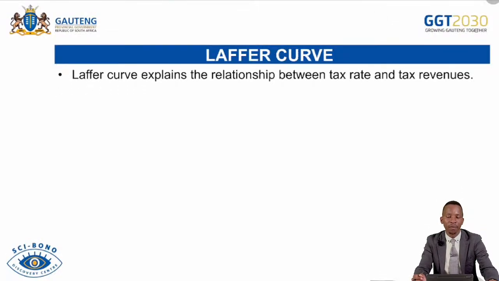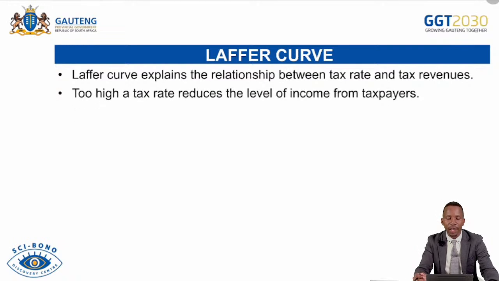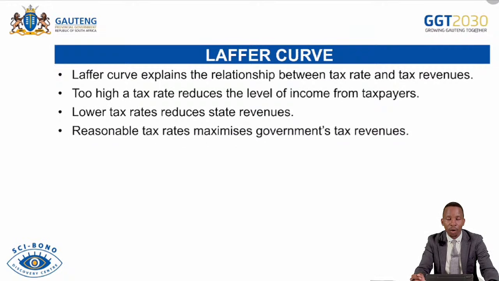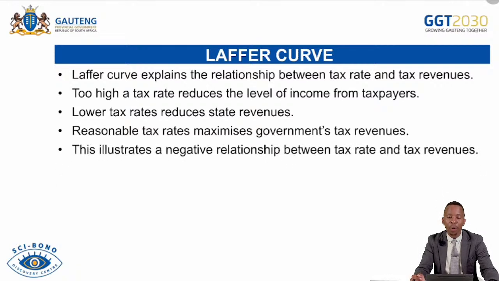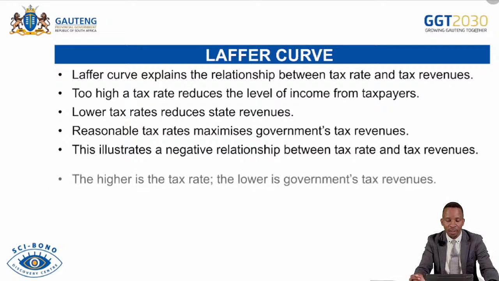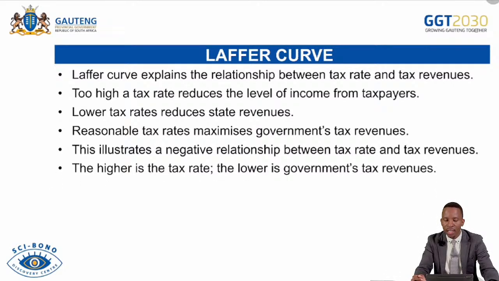And then the Laffer curve, which is the curve that explains the relationship between tax rates and tax revenues. If the tax rate is too high, it reduces the level of income from taxpayers. A lower tax rate reduces tax revenues to the state. A reasonable tax rate maximizes government tax revenues. This illustrates a negative relationship between tax rate and tax revenues. The higher the tax rate, the lower the government revenues, if the tax rate is too high and unreasonable.